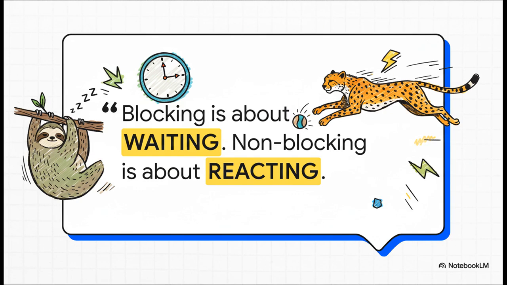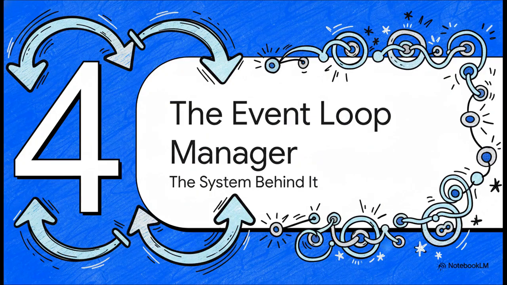Seriously, if you remember just one thing from all this, let it be this right here. Blocking is a passive system. It's all about waiting. Non-blocking, which we often call reactive, is an active system. It's all about reacting to events as they happen. So you're probably wondering, how does all this non-blocking magic actually work? Well, the secret sauce is a really clever pattern known as the event loop.